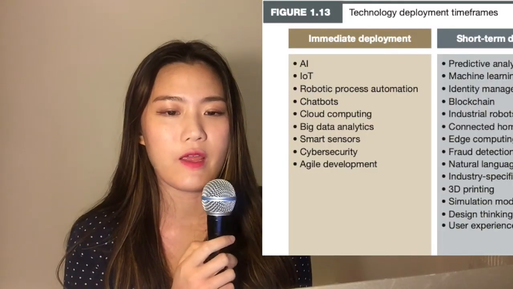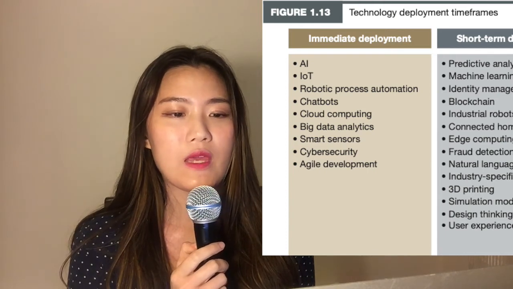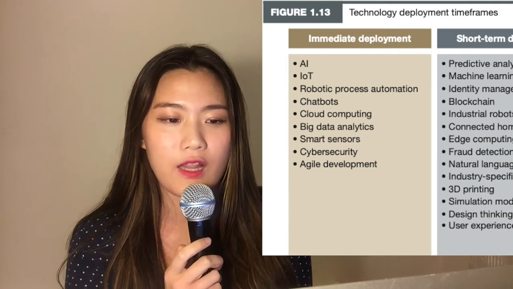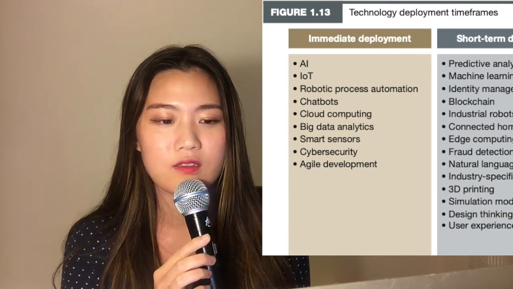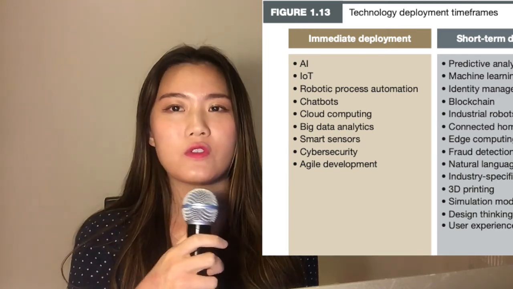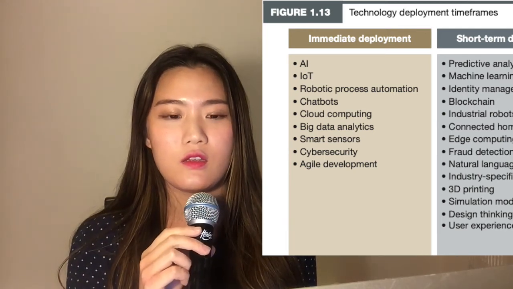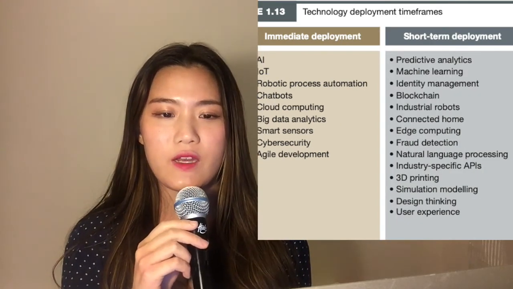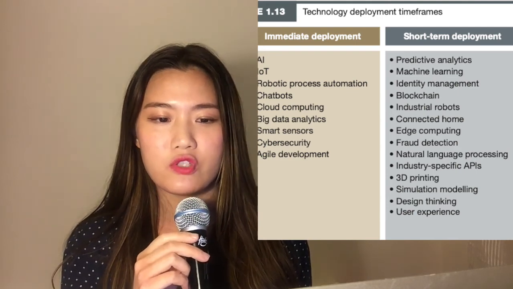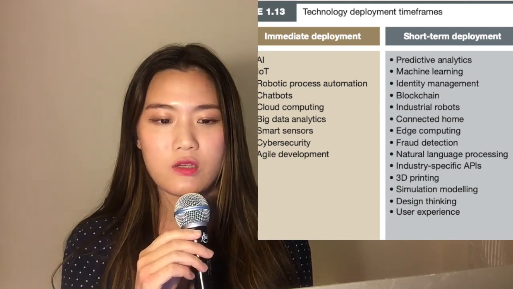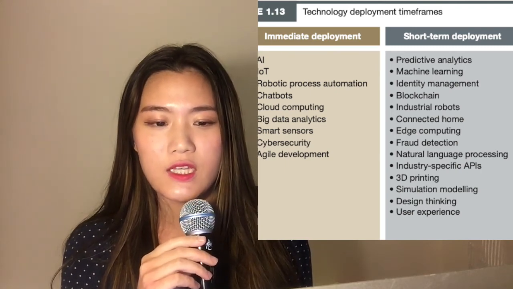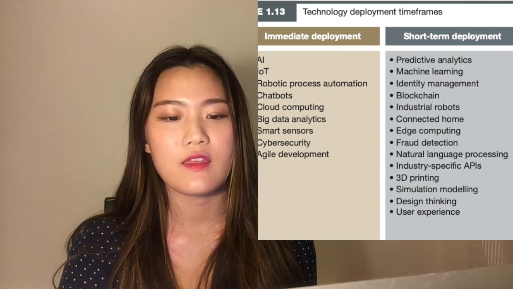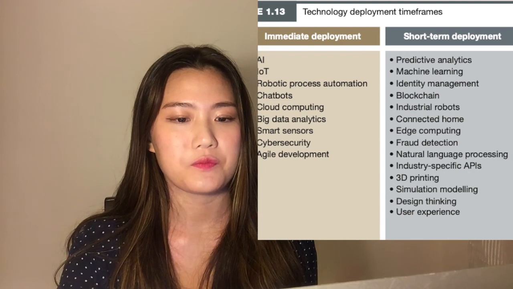Technology development timeframes. So immediate deployment will be AI, IoT, robotic process automation, RPA, chatbots, cloud computing, big data analytics, smart sensors, cybersecurity, and agile development. Those are the ones that are already common. Whereas short-term deployments, they'll be within 1 to 3 years. So predictive analytics, machine learning, identity management, blockchain, industrial robots, connected home, edge computing, fraud detection, natural language processing, industry-specific APIs, 3D printing, simulation modeling, design thinking, and user experience.